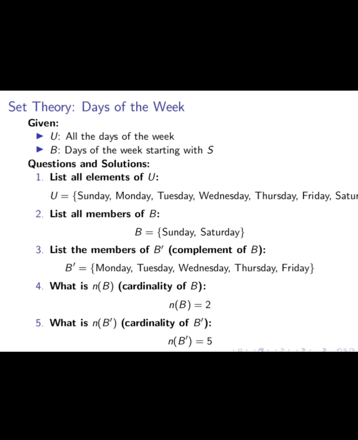Cardinality simply means the number of the elements. So the number of the elements of B is 2. And the same thing, the cardinality of B prime, how many are they? That's 5. There are 5 in numbers. So that's for question 1. Question 1 is a typical set question. So let's move down to question 2.